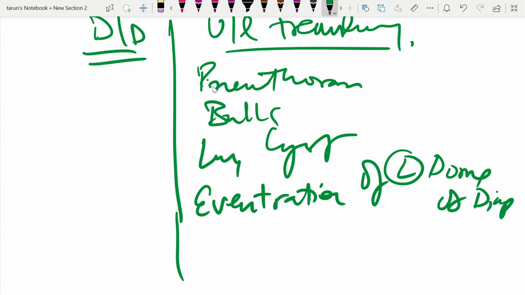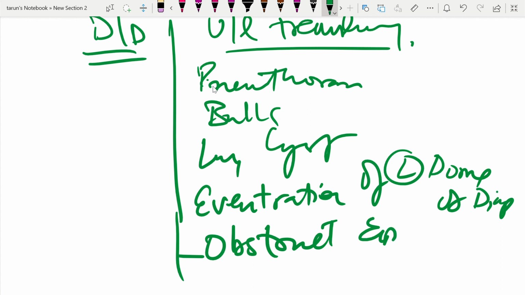Then partial bronchial obstruction causing obstructive emphysema. So these are the differentials of unilateral translucency: pneumothorax, bulla, lung cyst, eventration of the left dome of the diaphragm, and obstructive emphysema.